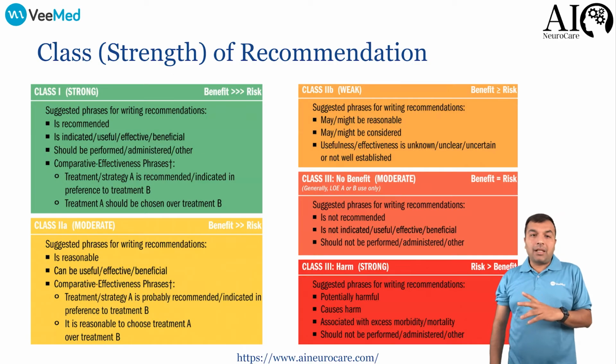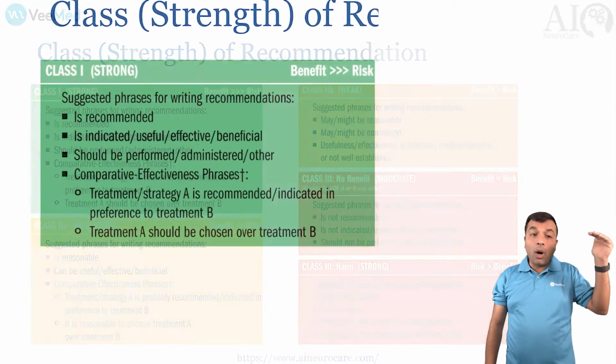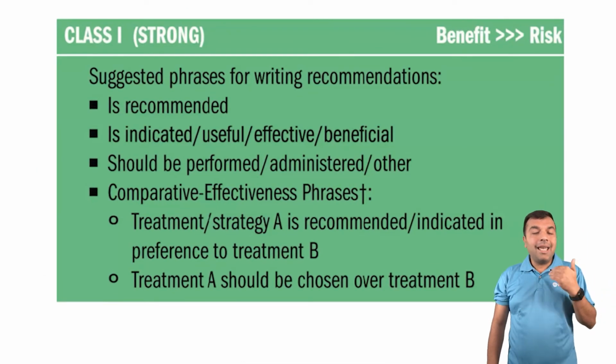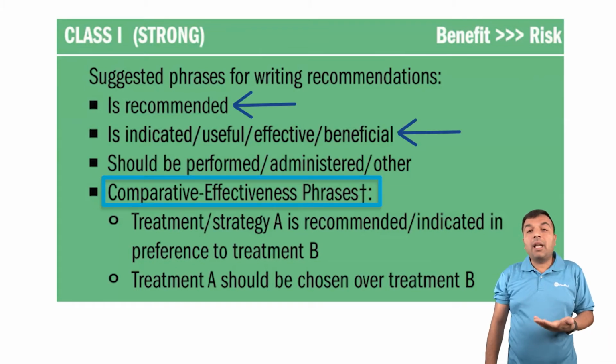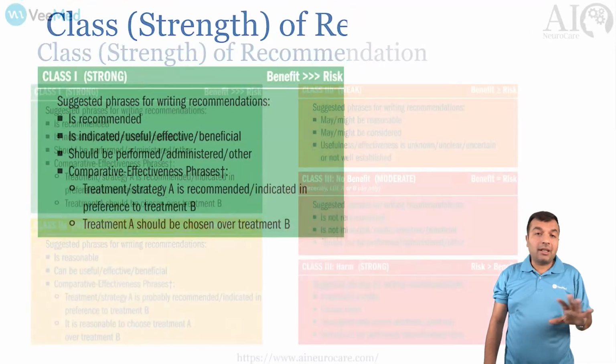So let's start with the class of recommendations. The number one is the Level 1. Level 1 is the strongest recommendation, and they clearly come up and say it is recommended, it's indicated, it's useful, and the comparative treatment is actually beneficial, etc., etc.